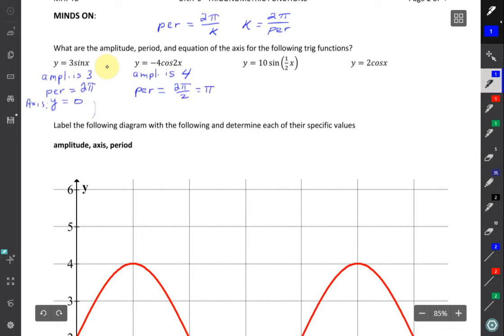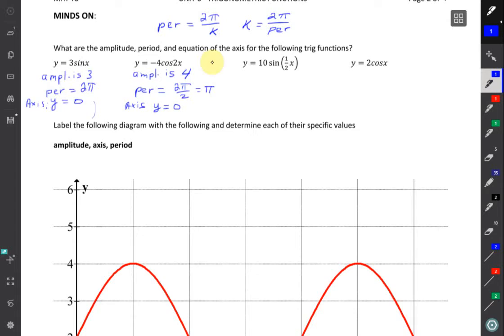Or we could say this is a horizontal compression by a factor of a half, right? 1 over. Happens in the inverse manner. So a half of 2 pi is pi. And the equation of the axis, once again, there's no k value. So the axis is y equals 0. And I said no k. I should have said there's no c value for the vertical translation.